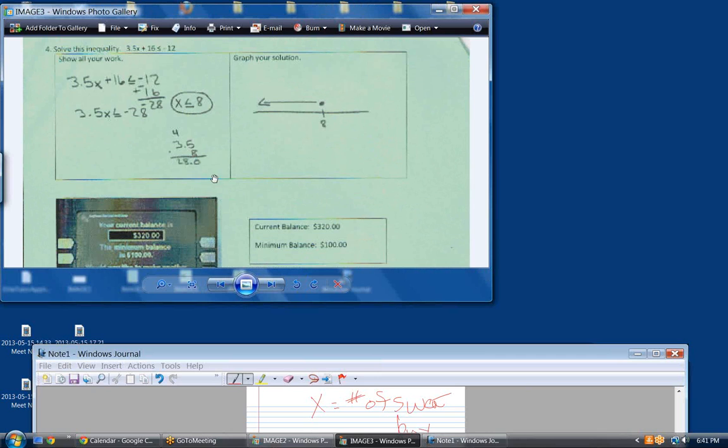Okay. So let's see if you do this one right. You move 16 to the other side, which creates negative 28. Divide both sides by 3.5, and you get x is less than or equal to 8. Pretty straightforward. Because you have the x on the left side, you have no problem graphing it at all. Closed dot goes to the left.